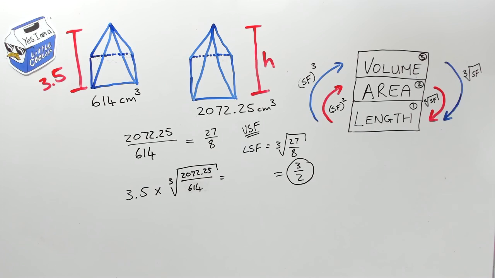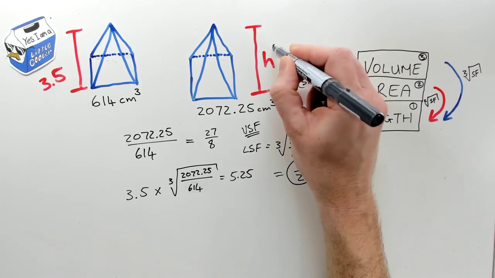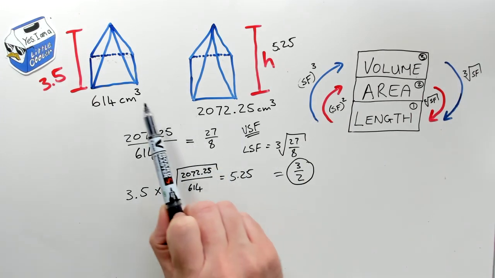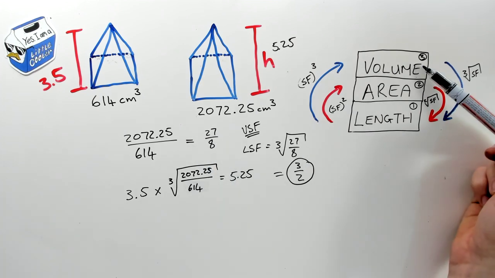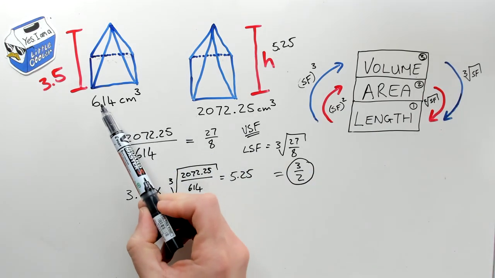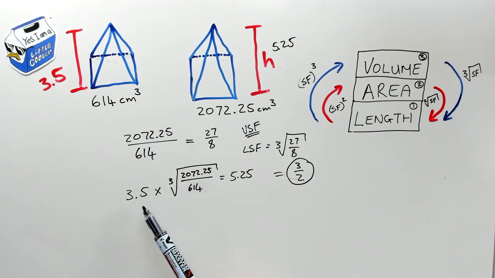So let's just say 3.5 multiplied by a very big weird number cubed, and that would just give me 5.25. So the height here would be 5.25. So let's just recap what we did. We compared volumes to get a volume scale factor, and then we took that volume scale factor and changed it into a length scale factor by taking the cube root, and we just used that new scale factor, which is the length scale factor, and worked out the length of the shape, well, the height in this case.